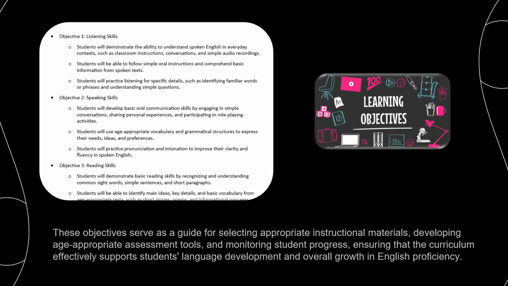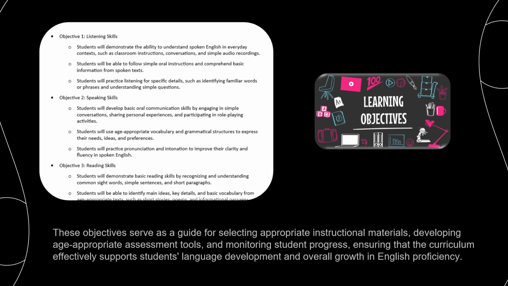To illustrate this, let's consider an example of setting learning objectives for a primary school English language curriculum. Objective 1. Listening skills. Students will demonstrate the ability to understand spoken English in everyday contexts, such as classroom instructions, conversations, and simple audio recordings.